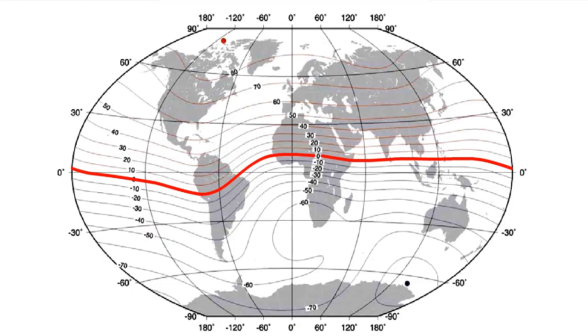The angle of dip is referred to as inclination, and the line of zero dip, the magnetic equator, is referred to as an aclinic line. The magnetic equator can be seen in the image on screen, together with lines of inclination over the Earth.